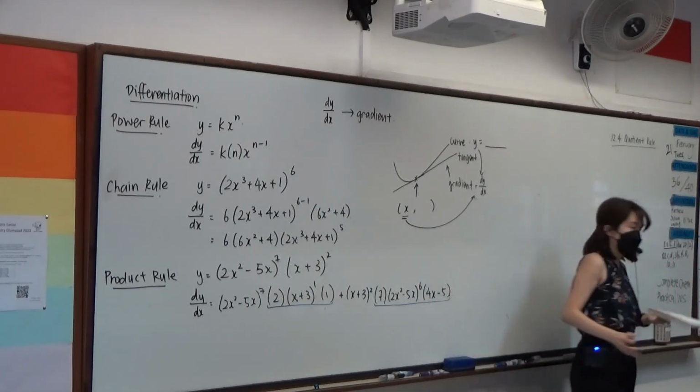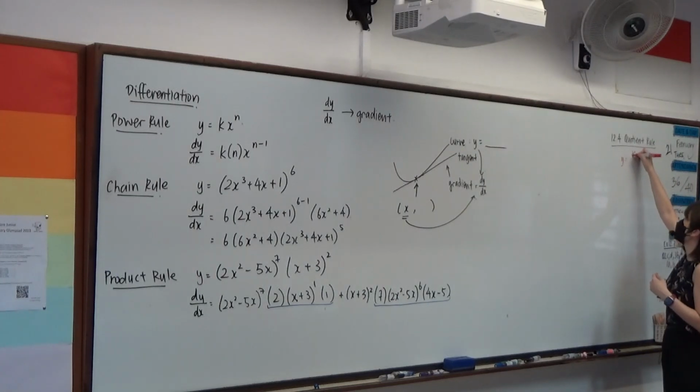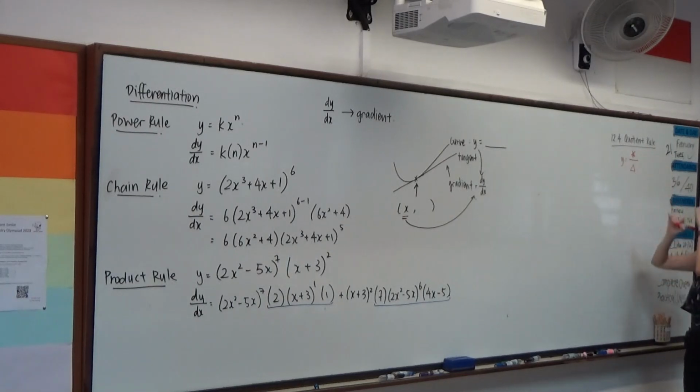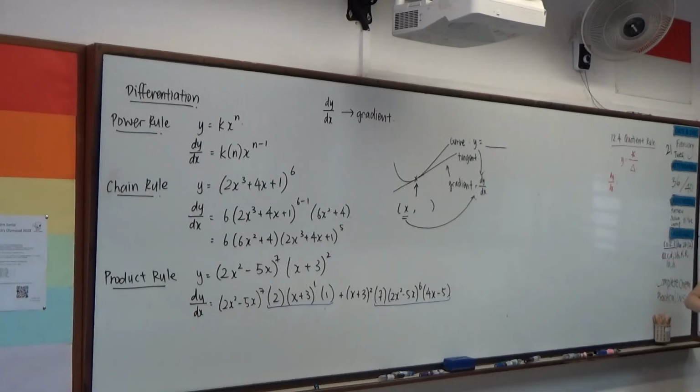So yesterday I asked you to go back home and dream about the quotient rule. Not sure whether you have. But essentially for the quotient rule, we're looking at things that start off as being a fraction. Then our dy over dx will go by a certain chant. So you can go and start chanting it.